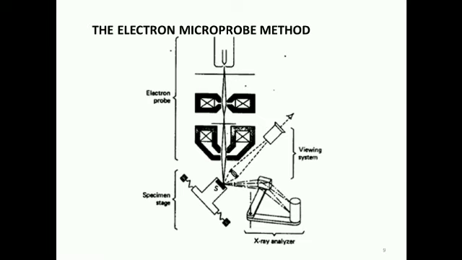Now, the application of the electron microprobe method. The electron microprobe method provides a wealth of information about the physical and chemical nature of surfaces. It is also important to phase studies in metallurgy and ceramics, the investigation of grain boundaries in alloys, and determination of diffusion rates of impurities in semiconductors.